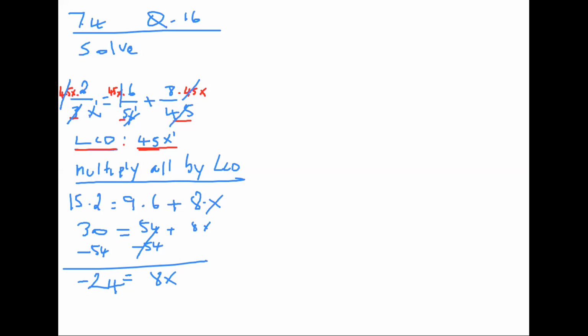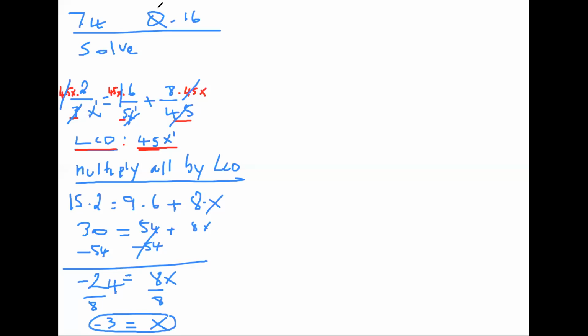What is the final step? To get the x by itself? Divide by 8 on both sides. So I'm going to divide everything by 8. So x will be negative 24 divided by 8, which is negative 3. And that's basically your solution.